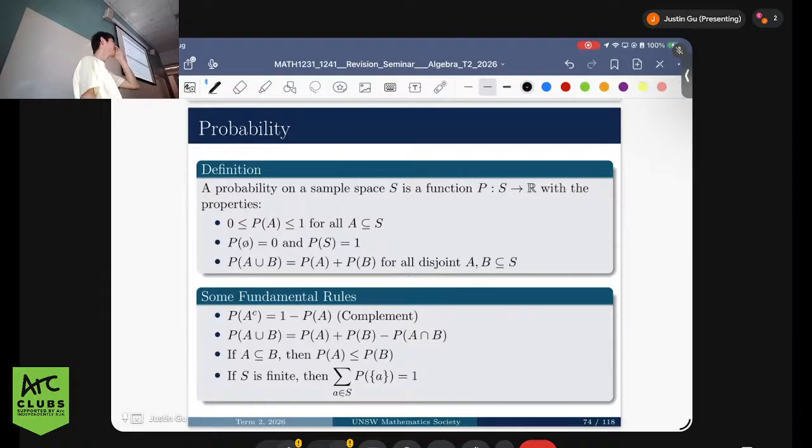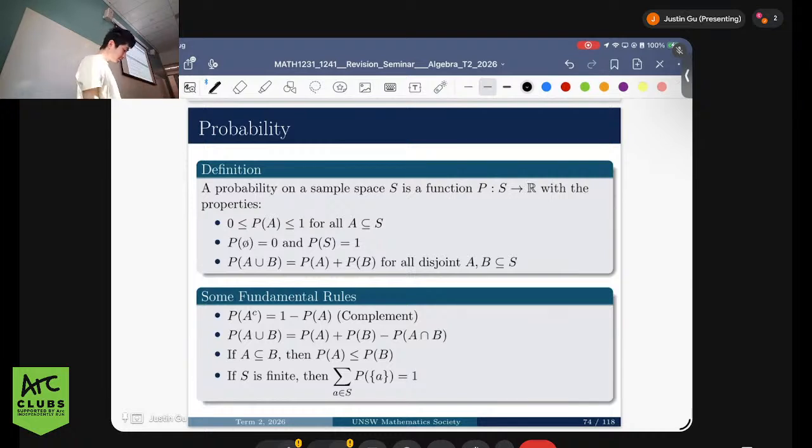That's basically saying I can't have a 120% chance of something happening. And the probability of the empty set, meaning no event happening, is 0, and the probability of S, meaning at least one event happens, should be 1. We also should have that the probability of A union B is just the sum of the individual probabilities if A and B are disjoint. That's basically saying if A and B can't happen at the same time, then the probability of either of them happening is just the sum of the individual probabilities.